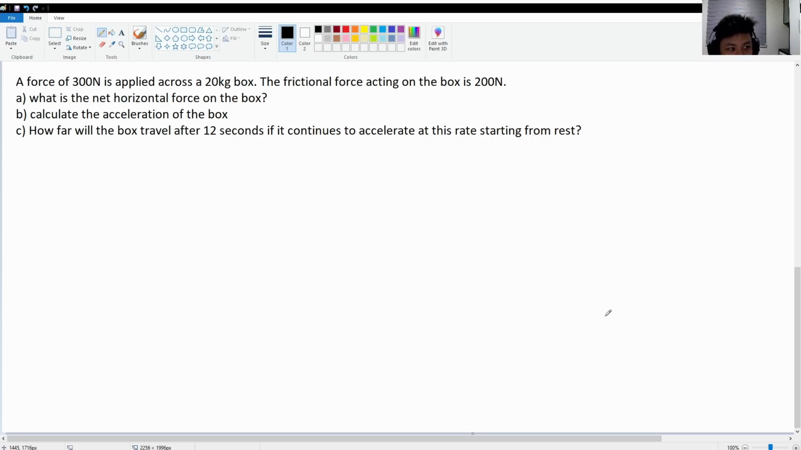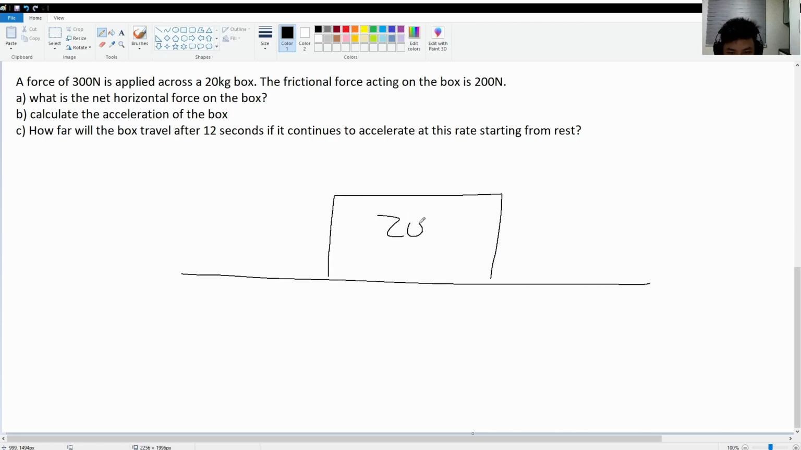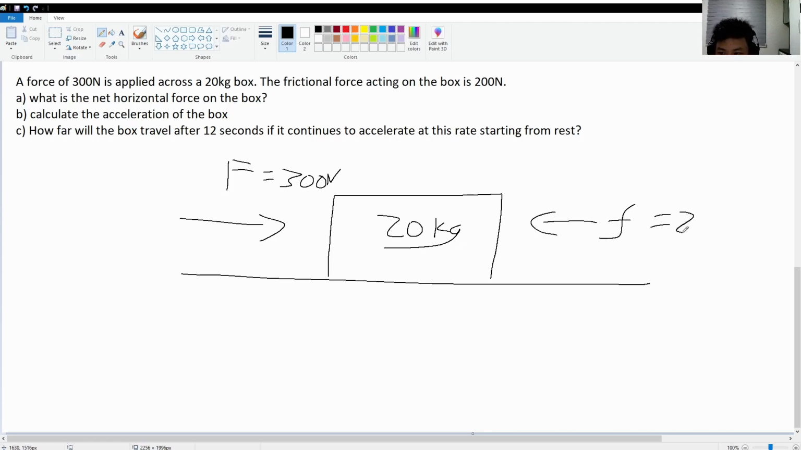So now a force of 200 newtons is applied across a 20 kilo box. The frictional force acting on the box is 200 newtons. So let's draw it first. 20 kilo box. So a force of 200 newtons applied on it. So here F is 200 newtons. Then here is the frictional force, which is f equals 200 newtons.